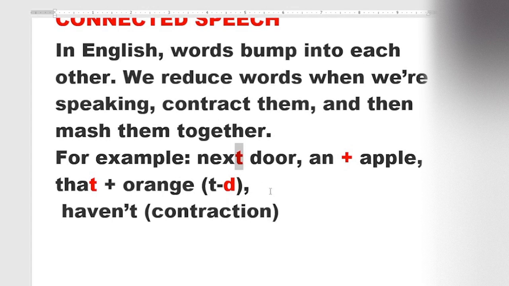Or we use contractions like haven't, doesn't, don't, wasn't, weren't, and so on.